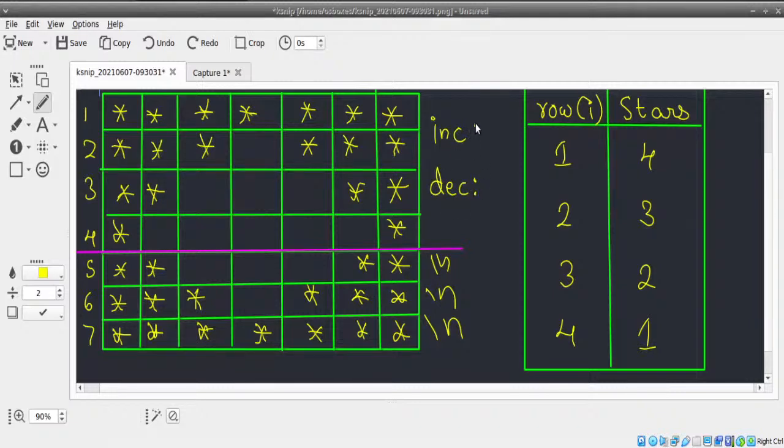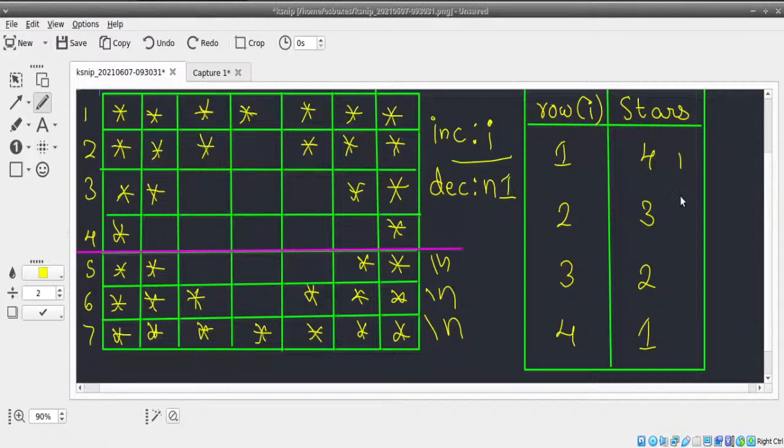Of course, it is decreasing. Since it is decreasing, convert it to number of rows. Always remember, if it is decreasing, convert it to number of rows. On the other hand, if it is increasing, convert it to row number. This is the simple logic. That's the whole logic.